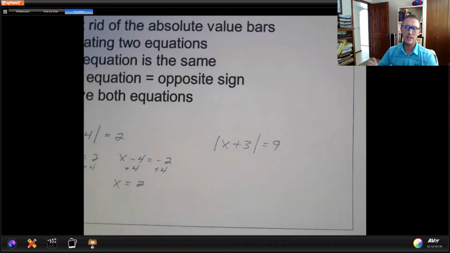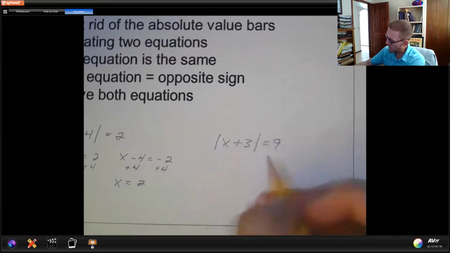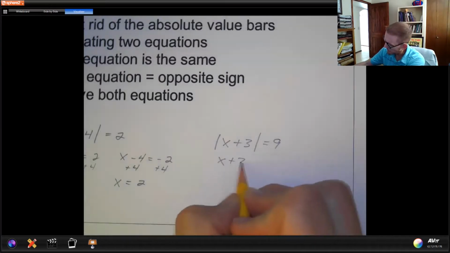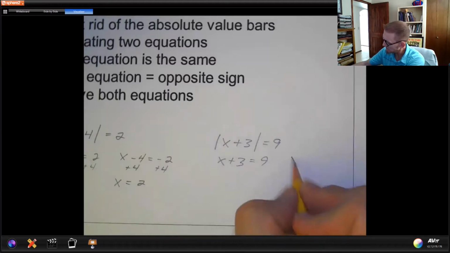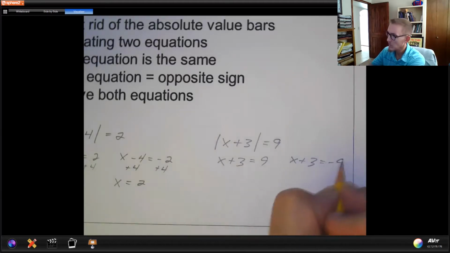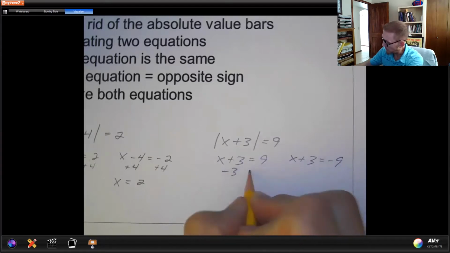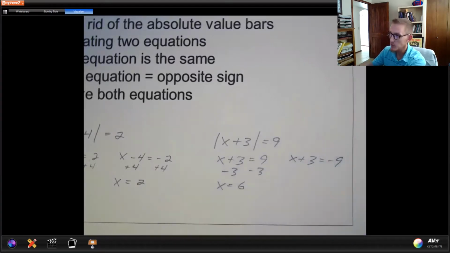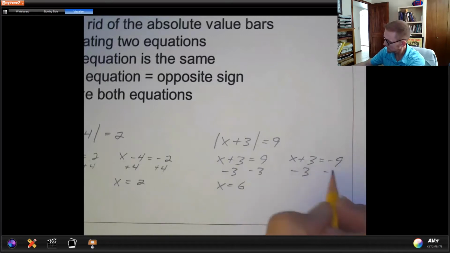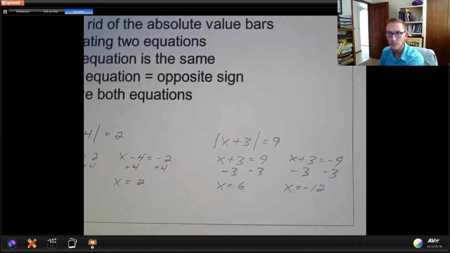All right, now that you're back, let's take a look at what we've got here. The absolute value bars are alone. So let's go ahead and create the two equations. You've got the original, the one that looks exactly like what's up above it, and then you've got the one with the opposite sign. Solve both equations for x. X equals 6. And x equals negative 12. So again, make sure the absolute value bars are alone, create your two equations, and get your two answers.